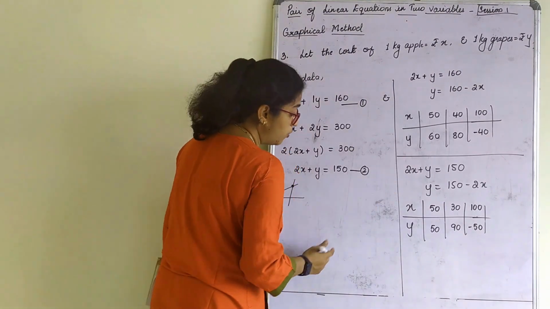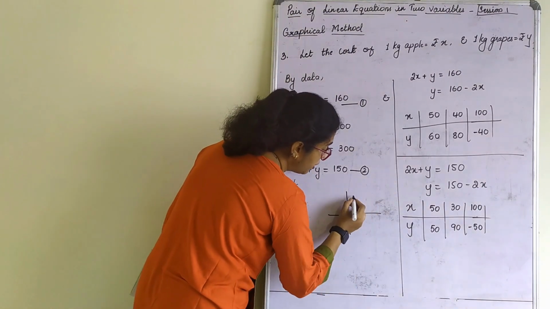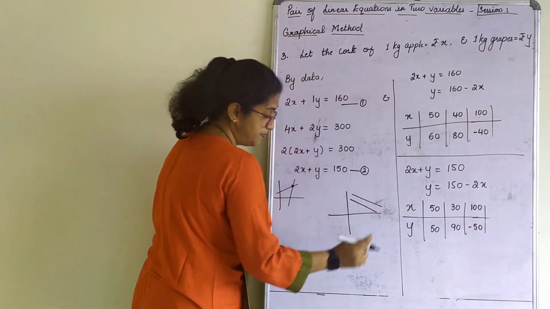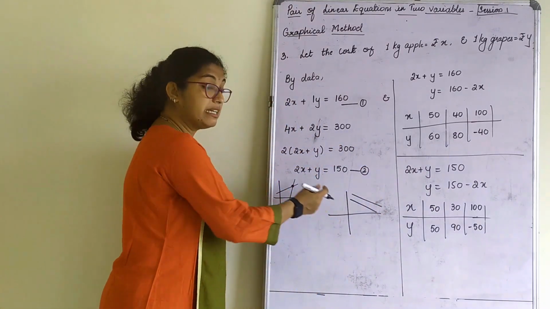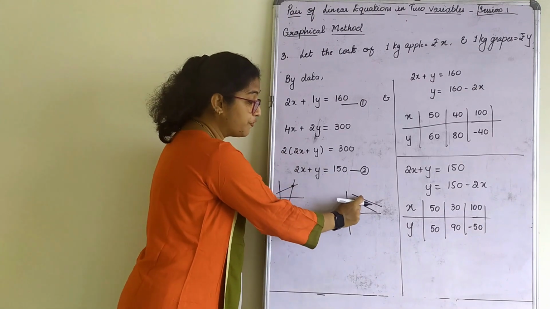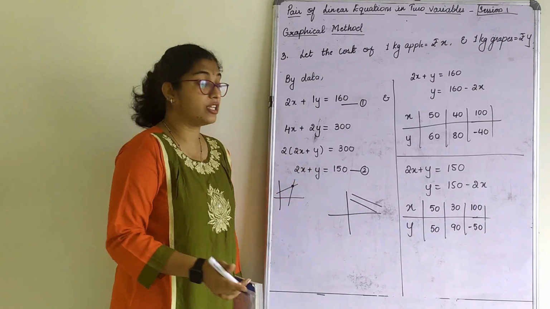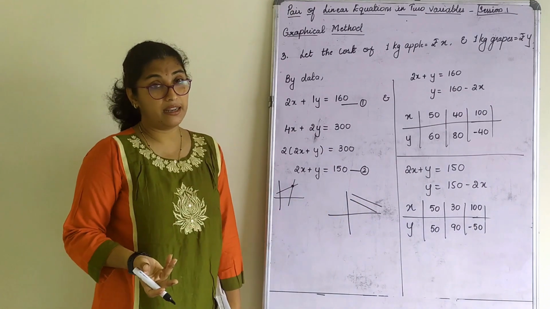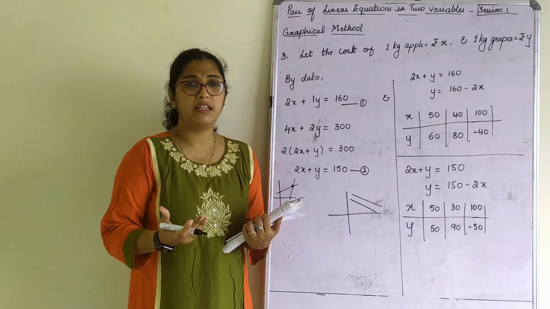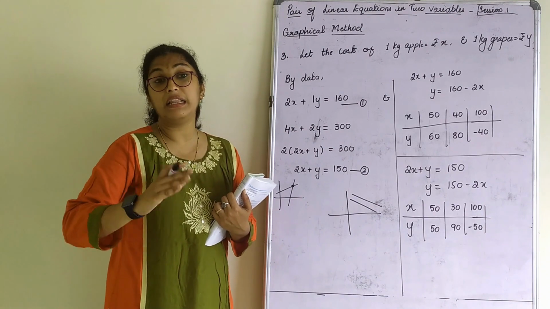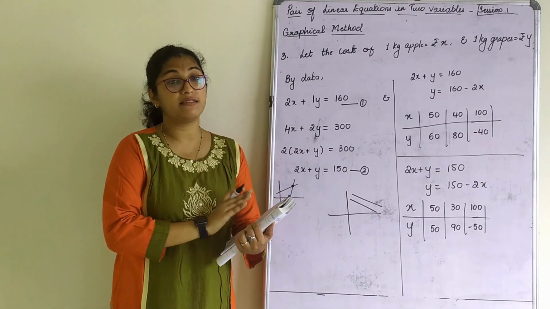This third one, the graph will be of this manner. That means when you plot the values for x and y for both the graphs, they do not intersect at all each other. That means they are parallel. So why are they parallel? What is the assumption if they are parallel? That we will be studying in the next session.